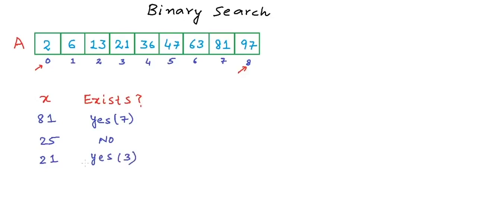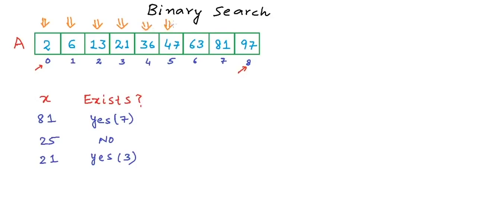Now, what would be the logic to find out whether x exists in this array or not? One simplest approach can be that we can scan the whole array to find out the desired number. So we start at index 0 and compare this element with x. If it is equal to x, then we are done with our search. We have found the element in the array. If not, we go to the next element.